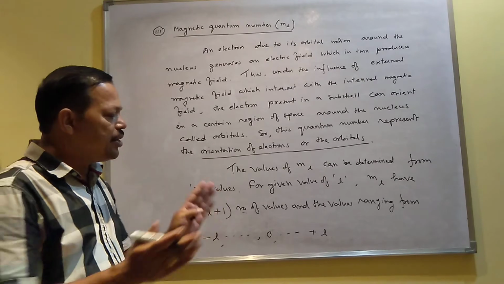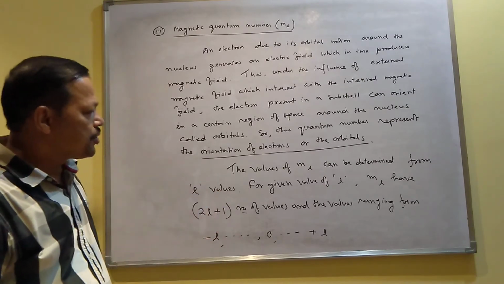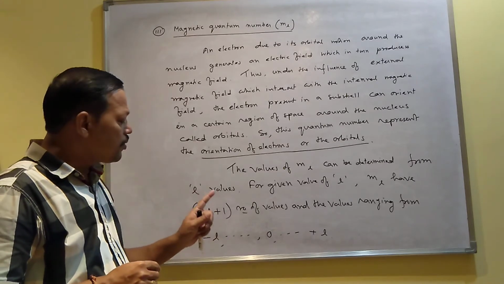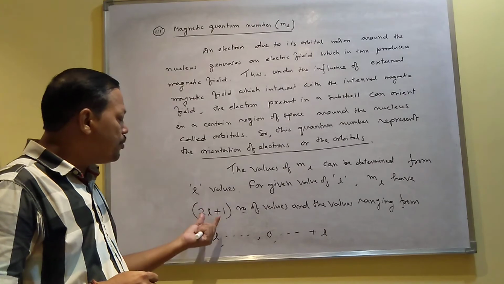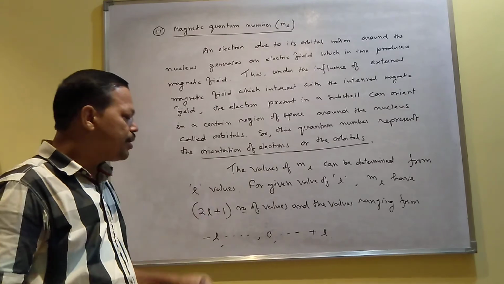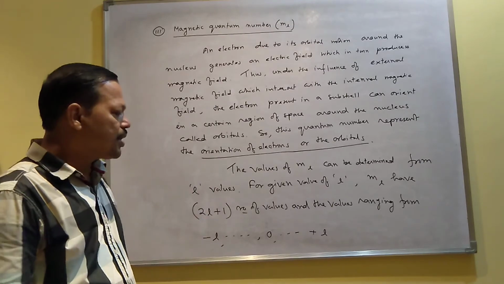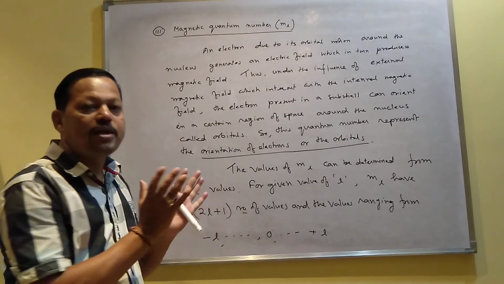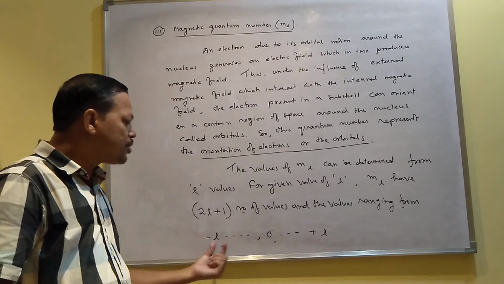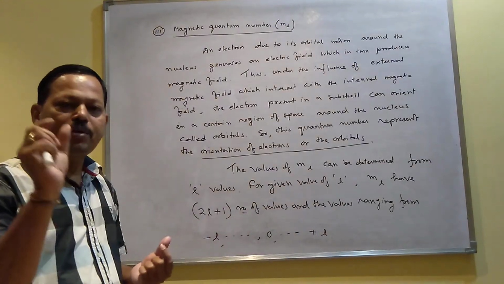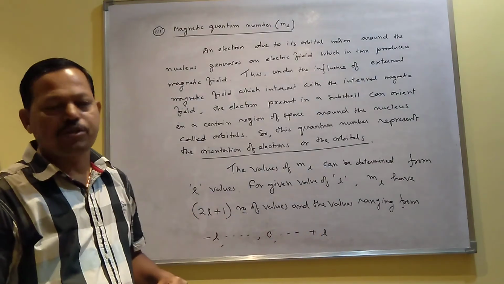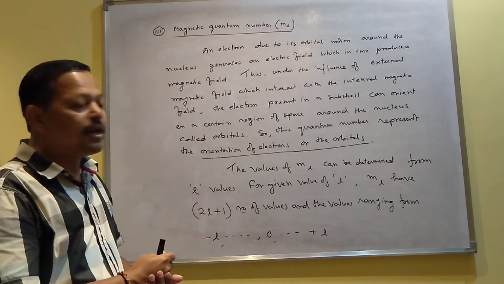I will give you the table, then you can understand how to find the values. From these values you can find the number of orbitals. If you get 5 values, that means 5 orbitals are present inside the subshell. If you get 3 values, that means 3 orbitals are present. Each value represents one orbital. For example, minus 1 represents one orbital, 0 represents one orbital, plus 1 represents another orbital, so you get 3 orbitals. This is how you find the number of orbitals.